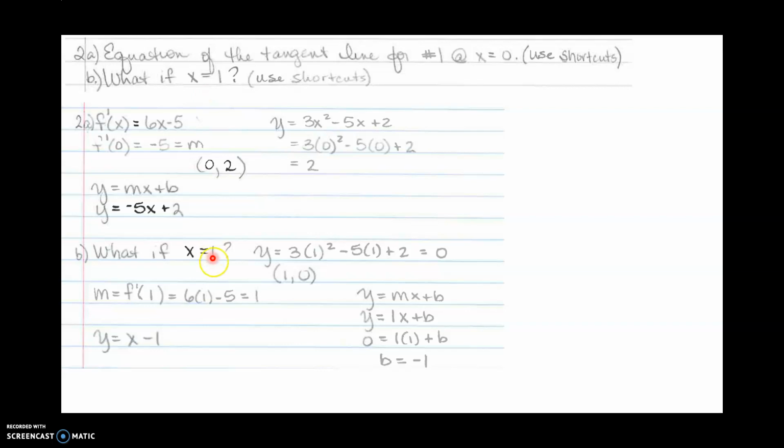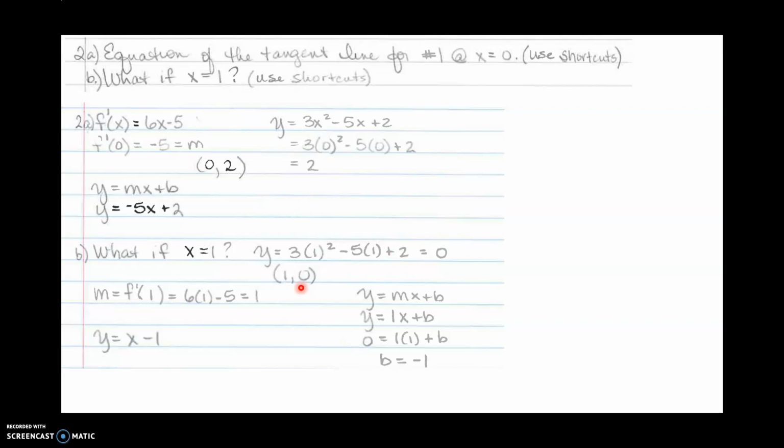So if x equals 1, we're going to do the same thing. We're going to plug 1 into our original equation. So that's going to be 3 times 1 squared minus 5 times 1 plus 2. So when I plug in 1, I get 0. So there's my point for my equation.